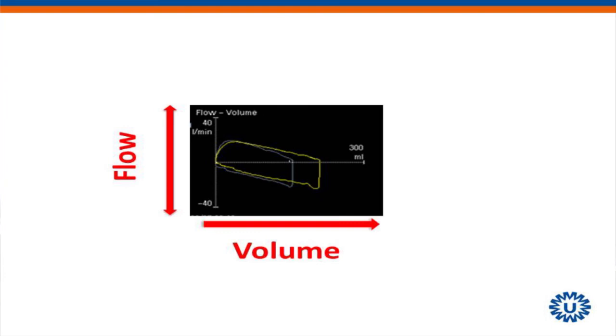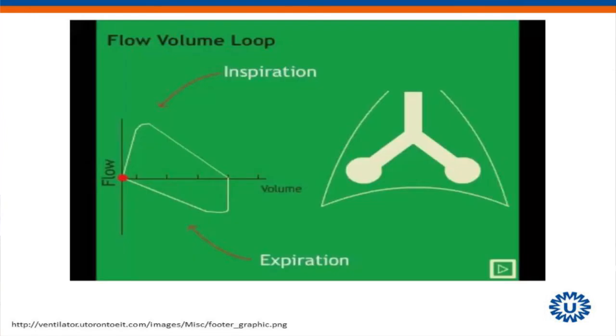That's the other loop we look at. It's the flow volume loop. What can we see when we're looking at the flow volume loop? What we see above the X is inspiration, and below it's expiration. What is the most interesting part of this loop? Is it the inspiration or is it the expiration? I think the most interesting part of this loop is the expiration, and I'll show you why.